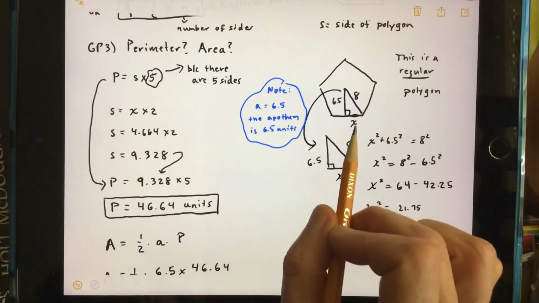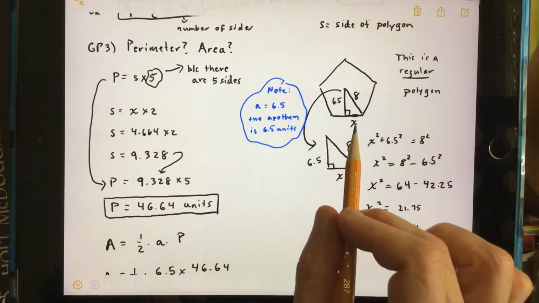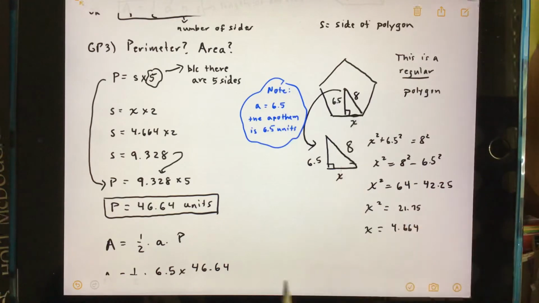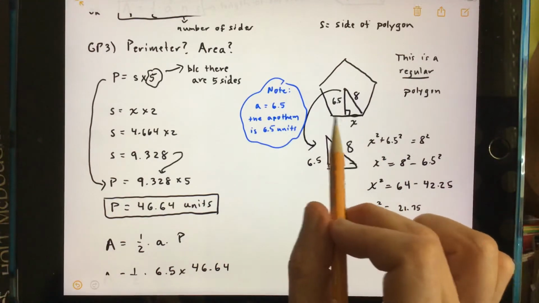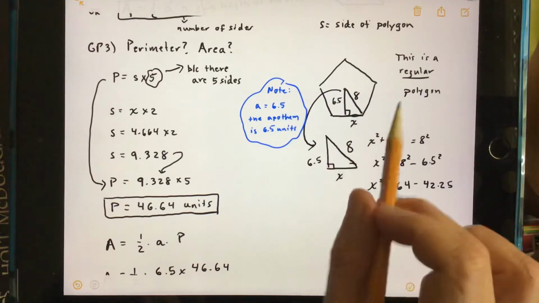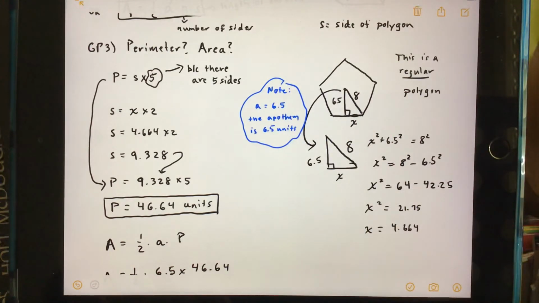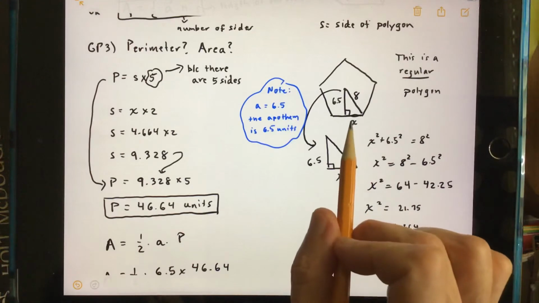They didn't provide that. I've added that in. I'm going to need to know the length of this piece here in order to find the perimeter. So this part of the triangle here, if I double it, will give me the side length, and I will have 5 of those side lengths. So let's go ahead and figure out the length of this X.